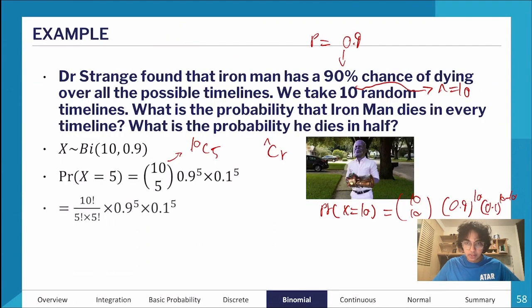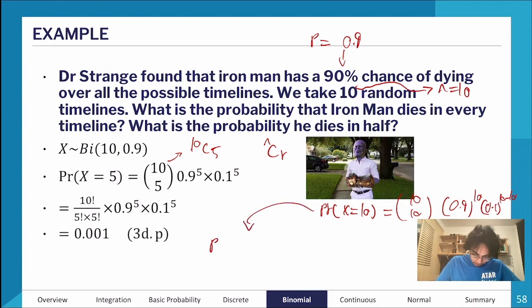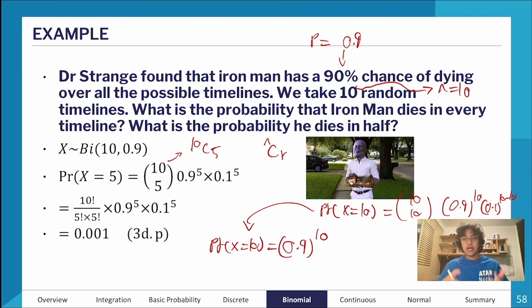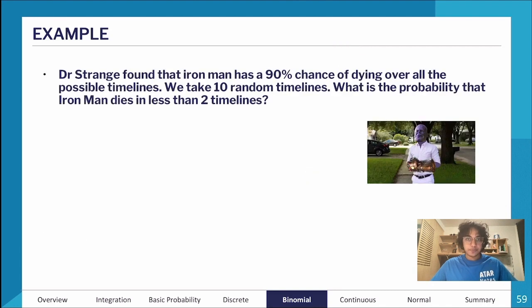Sorry, I went back a little bit. So really, X equal to 10, dying in all timelines, is just equal to 0.9 to the power 10, which is the same as saying he dies in timeline 1 and dies in timeline 2 and dies in timeline 3 and so on. I've just multiplied 0.9 by itself 10 times. Cool, hopefully that makes sense.